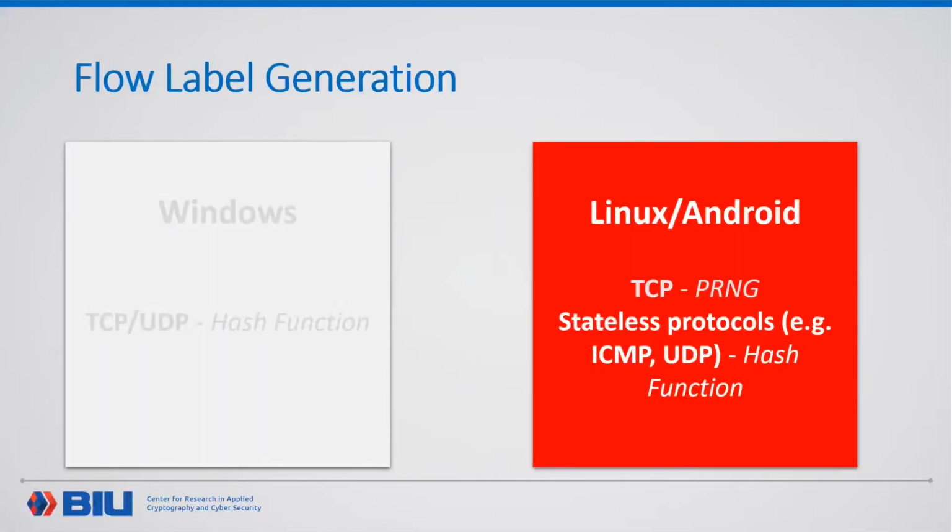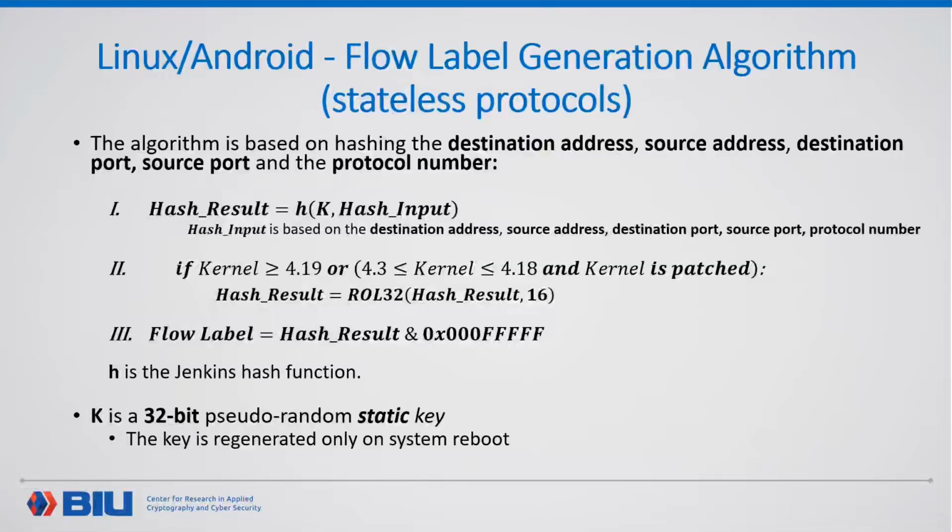Now for Linux and Android. For Linux and Android, we focused on the hash function logic, which is relevant for the stateless protocols such as UDP. In Linux and Android, the algorithm is based on a hash input that is based on the traditional 5-tuple. The hash function being used is the Jenkins hash function, and a very important observation is that the key for the hash function is a 32-bit static key that is regenerated only on system reboot.